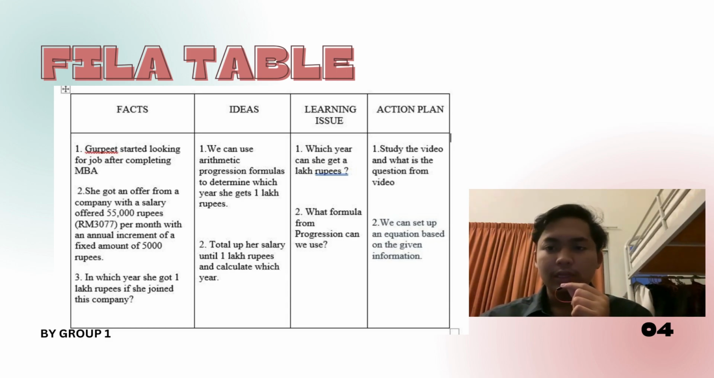For the ideas, number 1, we can use arithmetic progression formulas to determine which year she gets 1 lakh rupees. Number 2, total up her salary until 1 lakh rupees and calculate which year. For the learning issue, number 1, which year can she get a lakh rupees. Number 2, what formula from progression can we use? For the action plan, number 1, study the video and the question from the video. Number 2, we can set up an equation based on the given information.